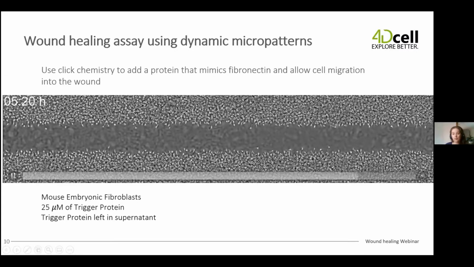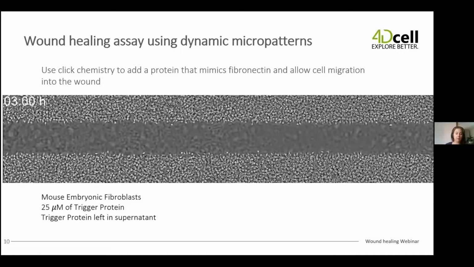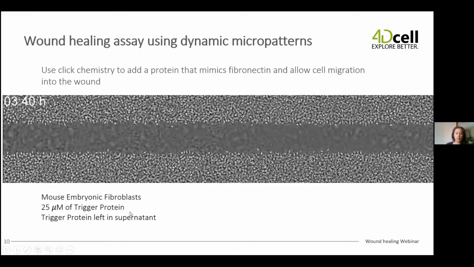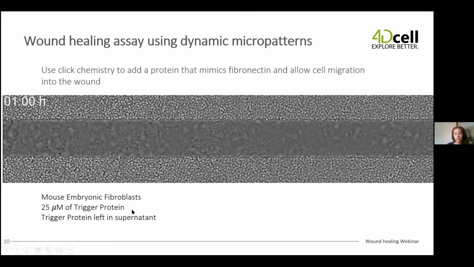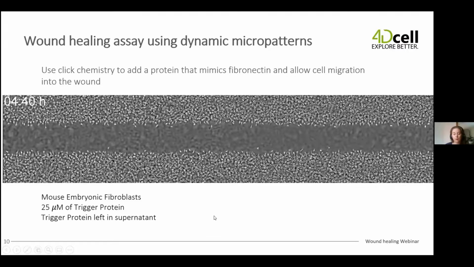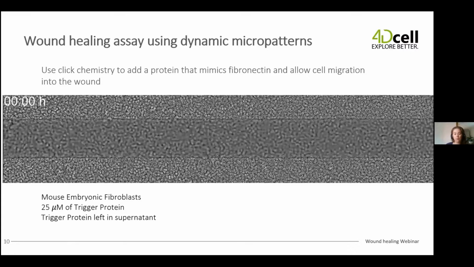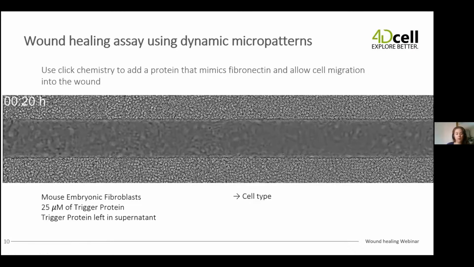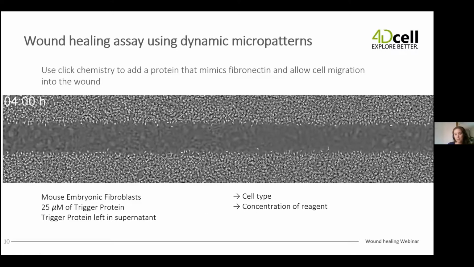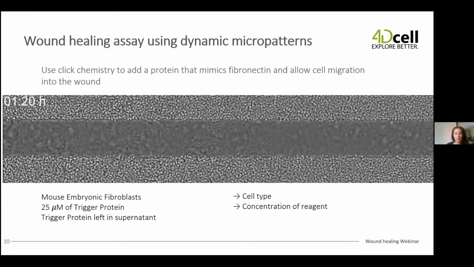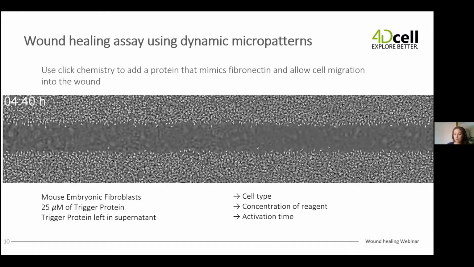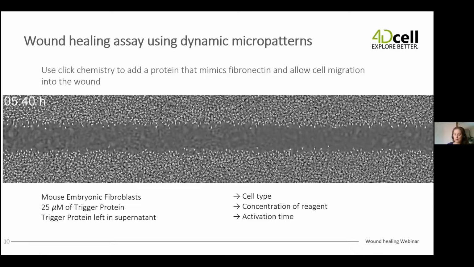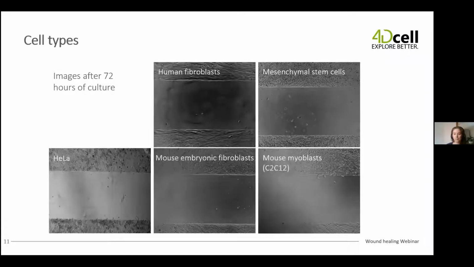In this case, like I said, I'm using mouse embryonic fibroblasts, and we're using a concentration of 25 micromolar. And I left the trigger protein in the supernatant. So we can think of various things we can test. For example, whether we can use a similar assay with other cell types, whether we can use a different concentration of the trigger protein, and whether we can vary the amount of time that the trigger protein is left in the supernatant, in case it affects the migration of the cells. So, next slide.